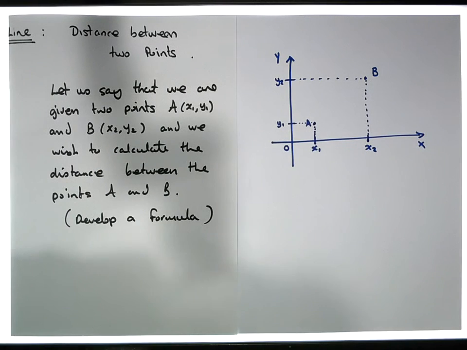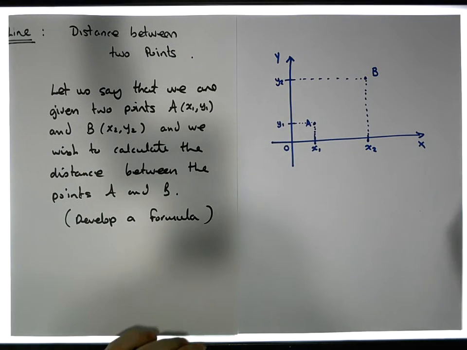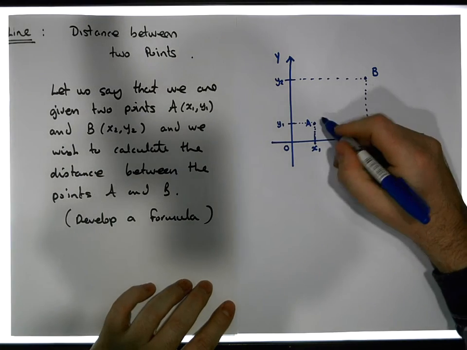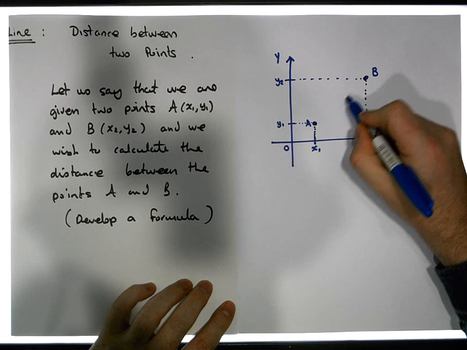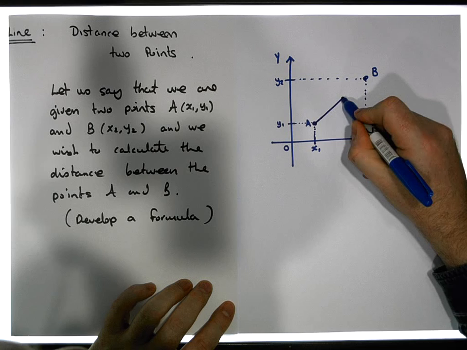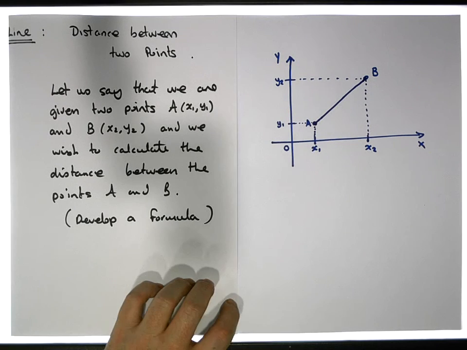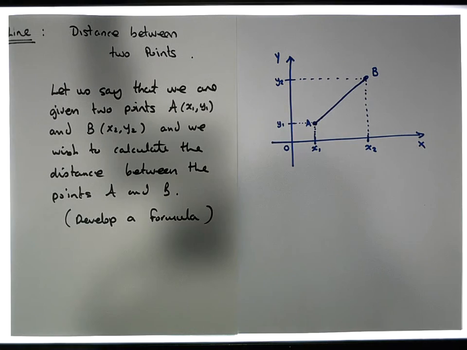Okay, so what we're interested in developing is a formula that allows us to calculate the distance between 2 points in space. Okay, so we have a point here, a point here. We'd like to be able to calculate the distance between those 2 points, or more importantly, the length of a line segment given 2 points. That's really what we want to be able to calculate.